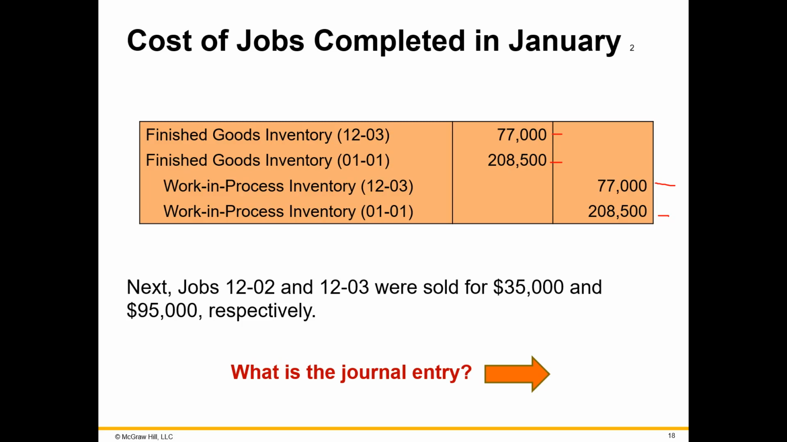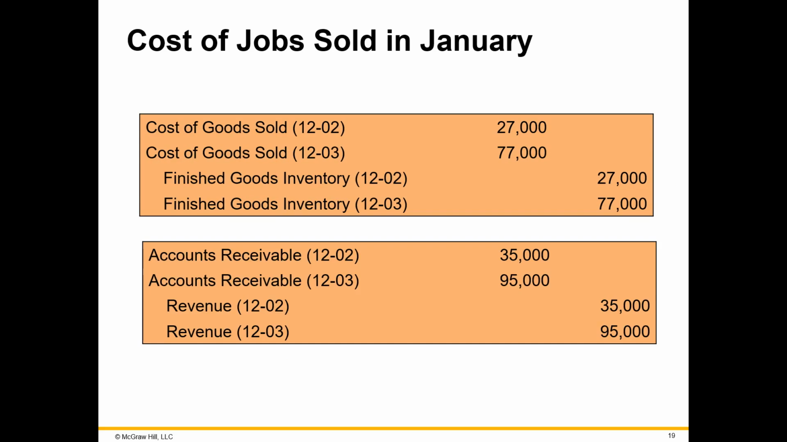Next, it tells us that we sold these jobs for $35,000 and $95,000. So what does that journal entry look like? So when we sell goods, we have two entries. Anytime you sell goods, first you have to take it out of finished goods inventory. So looking at job 1203, we took the $77,000 out of finished goods inventory because it's already sold, and we debit cost of goods sold, which is an expense of $77,000.